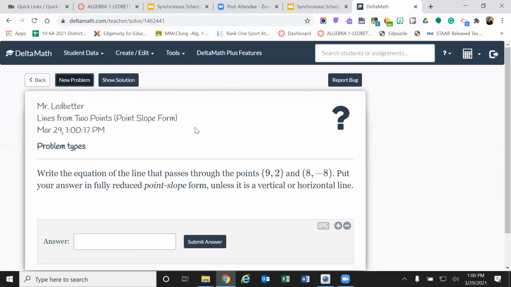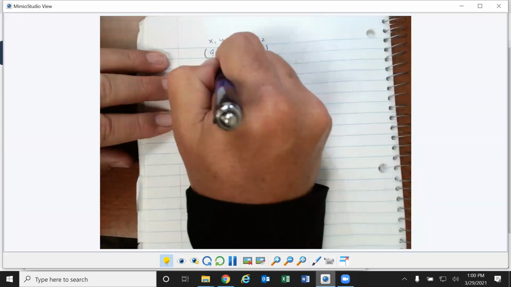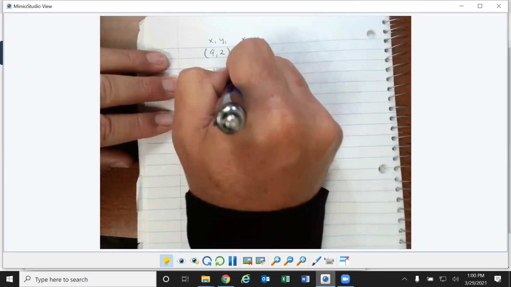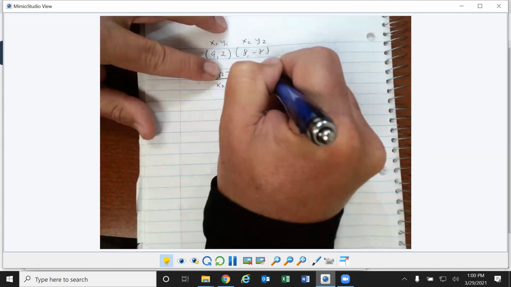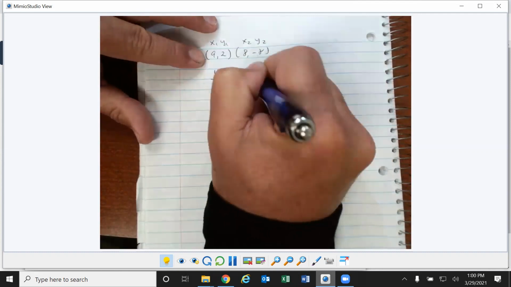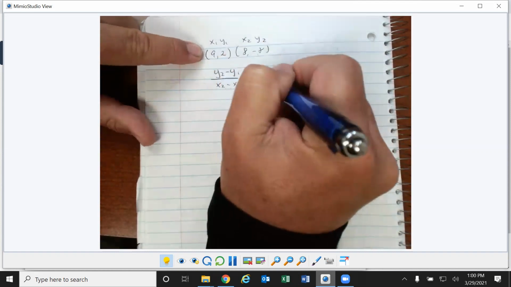All right, so here we go. This one's got 2 points here, so we're going to pick these 2 points as well. I brought them down for you again, and I'm going to go ahead and label them while you're waiting. Again, we're going to find the slope: y2 minus y1 over x2 minus x1. My y2 is a -8 minus my y1 is a 2. My x2 is an 8 minus my x1 is a 9.